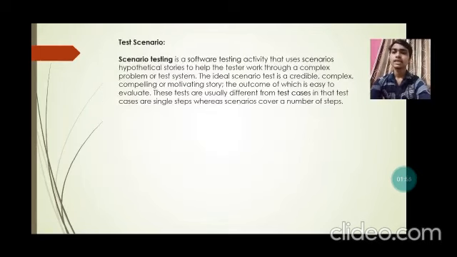Test scenario. Scenario testing is a software testing activity that uses scenarios, hypothetical stories, to help the tester work through a complex problem or test system. The ideal scenario test is a credible, complex, compelling, or motivating story, the outcome of which is easy to evaluate. These tests are usually different from test cases in that test cases are single steps, whereas scenarios cover a number of steps.